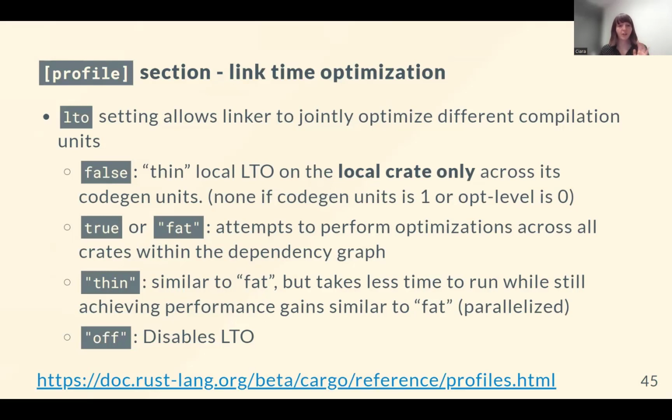You can also set it to true or fat, which attempts to perform optimizations across all the crates within the dependency graph, or thin, which takes less time, but it achieves similar gains by running in parallel. And then off just disables it entirely.